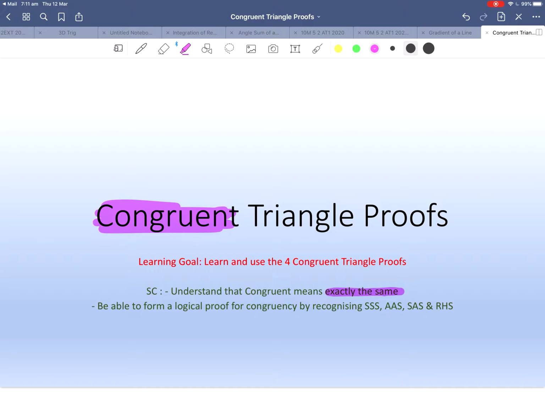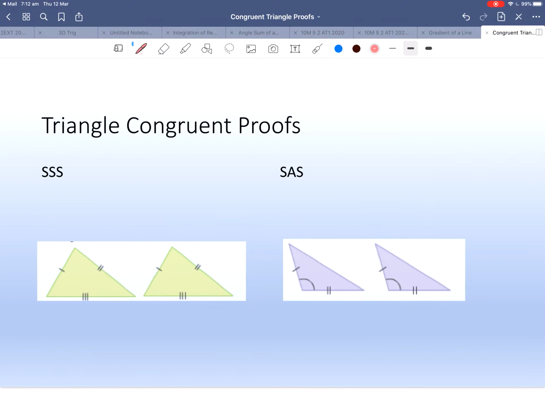One of the things that we don't always have congruency with is people. Unless you're identical twins, and even then you're not exactly the same. So congruency means exactly the same. With triangle proofs, and this is what our learning goal talks about, there are 4 congruency triangle proofs. Part of the success criteria is recognizing side, side, side; angle, angle, side; side, angle, side; and right angle, hypotenuse, side. So we're going to look at all those things today. Just write this down and we'll get started in our lesson.